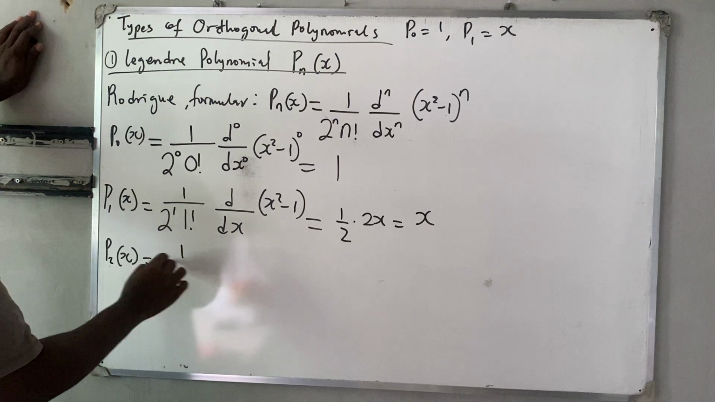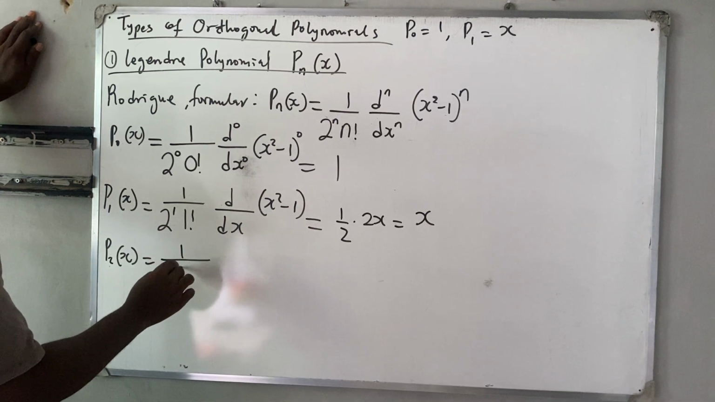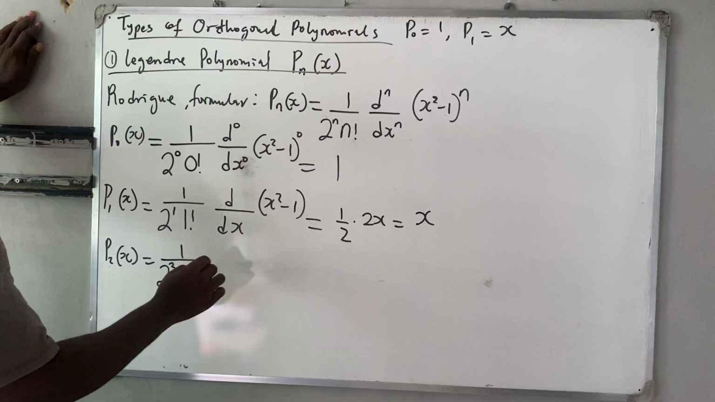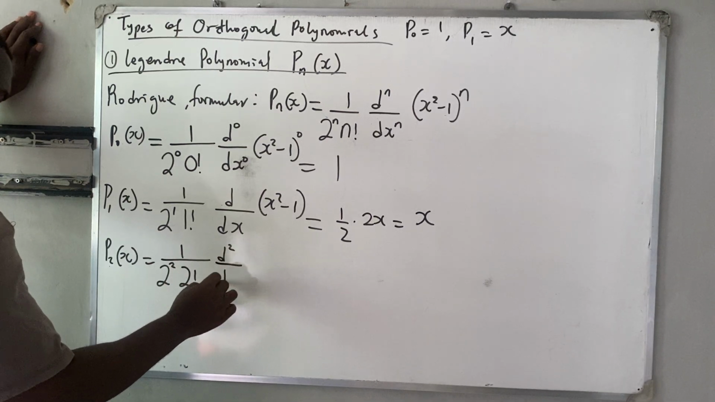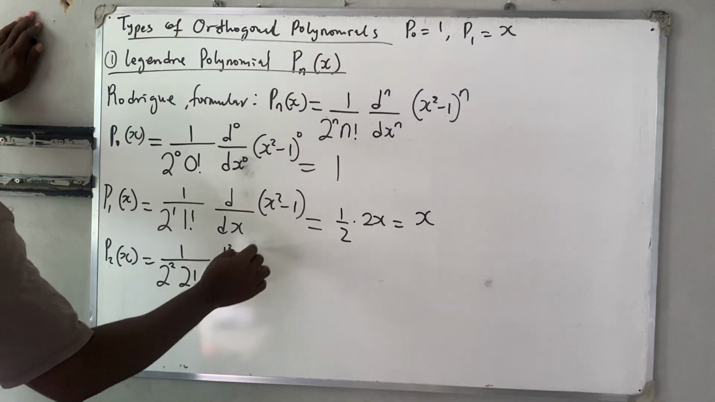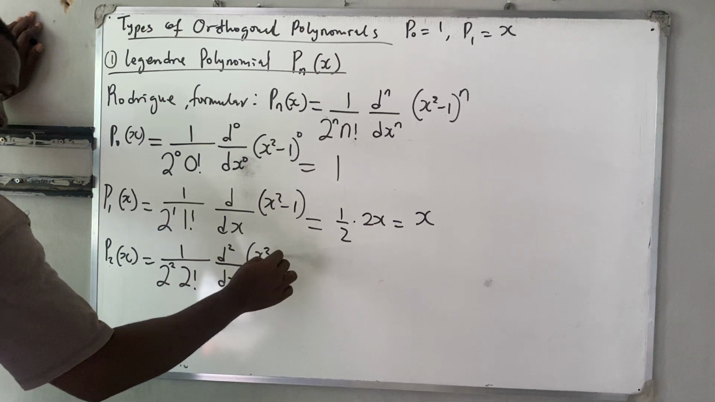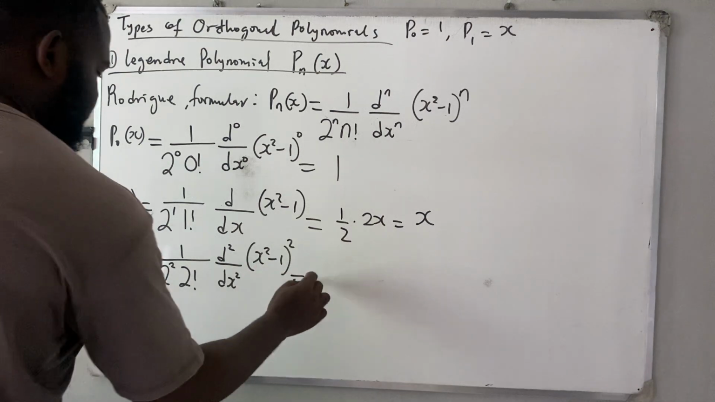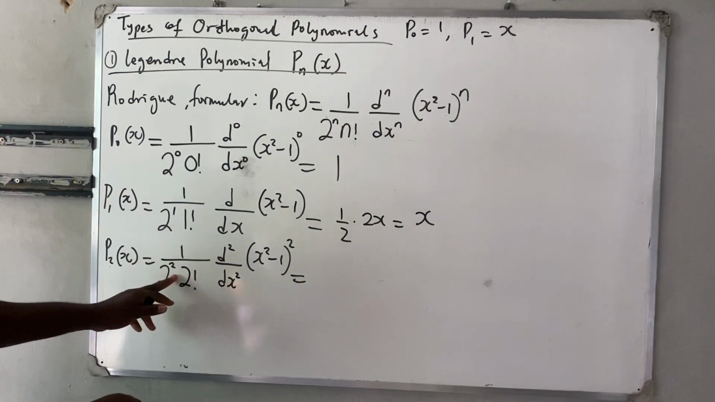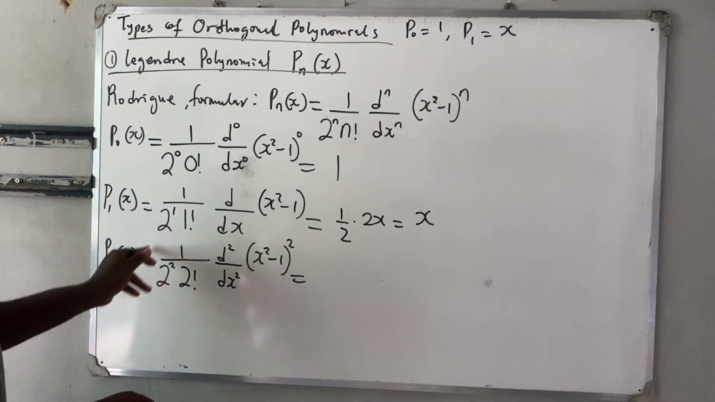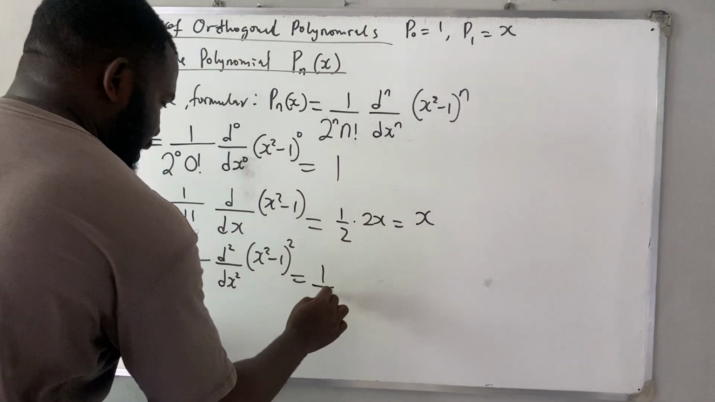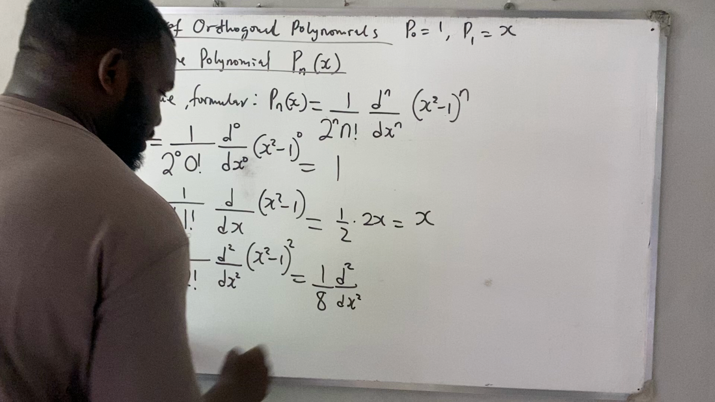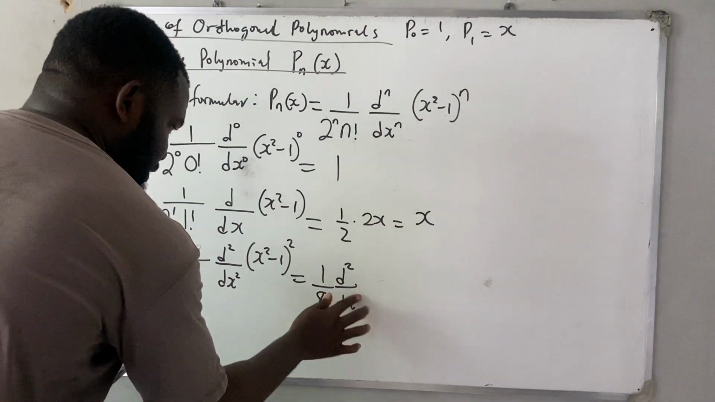Our P2 is what? 1 over 2 squared, 2 raised to power 2 factorial. Then I have the d squared over dx squared of x squared minus 1 squared, right? Okay. So this is something as saying 1 over 4 multiplied by 2 factorial is 2. That is 1 over 8. Here is 1 over 8. So 1 over 8 d squared over dx squared, or rather, let me differentiate d over dx.